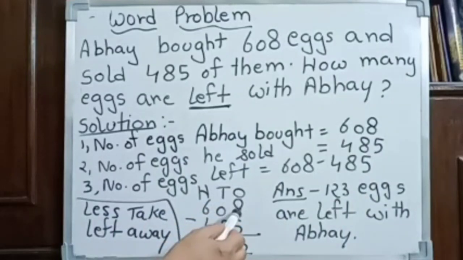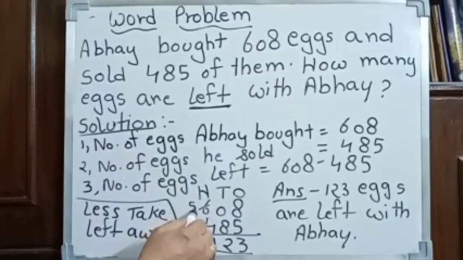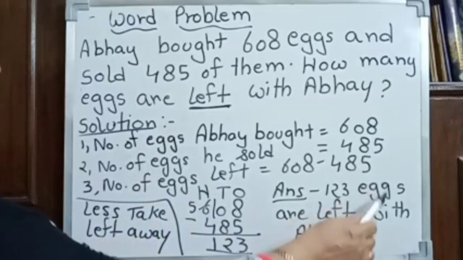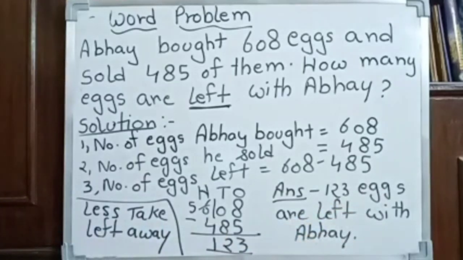So 8 minus 5, 3. 0 minus 8, not possible. Take one number from here. Here it is now 5. And here we have 10. 10 minus 8, 2. 5 minus 4, 1. So 123 eggs are left with Abhay.